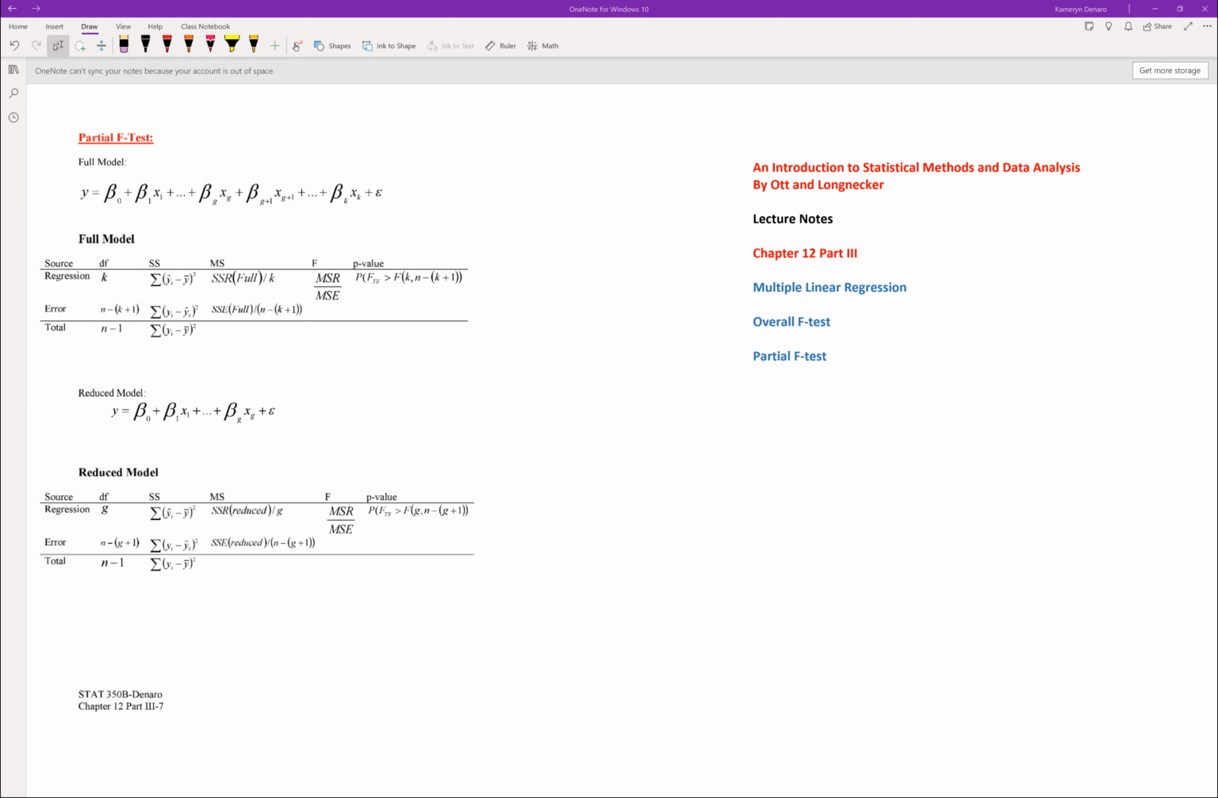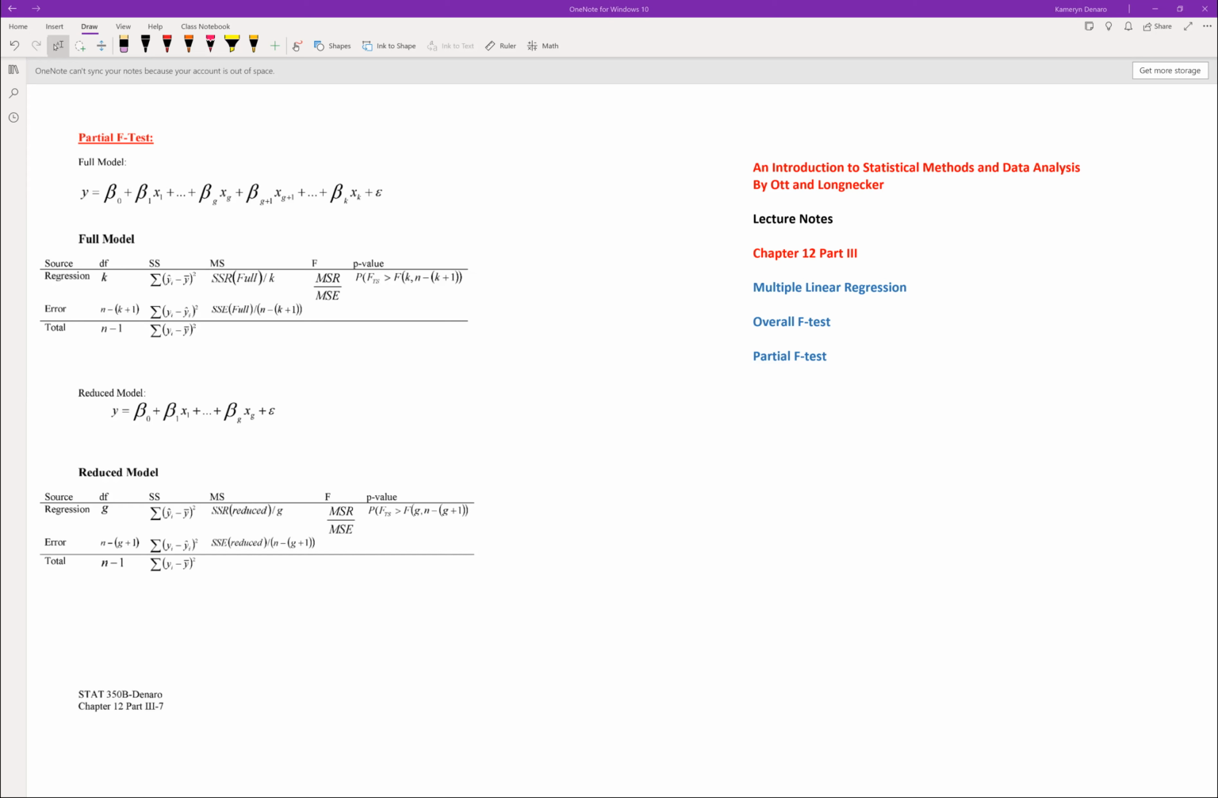To calculate the mean squares, we're going to take our sum of squares of regression of our reduced model, divide by G, and then for our mean squared error, we're going to take the sum of squared error of the reduced model divided by the degrees of freedom of the error under the reduced model. We can calculate an F-test statistic of the reduced model as our mean square regression of the reduced model divided by our mean squared error of our reduced model.